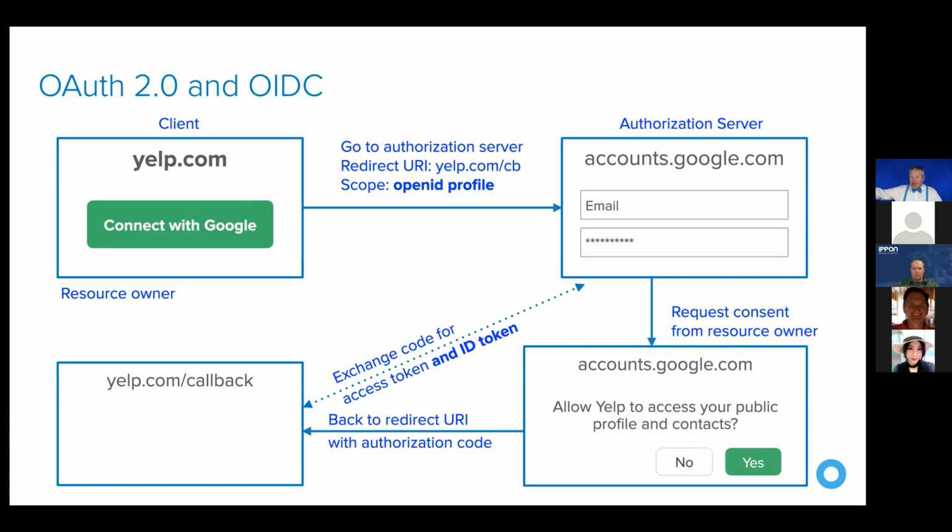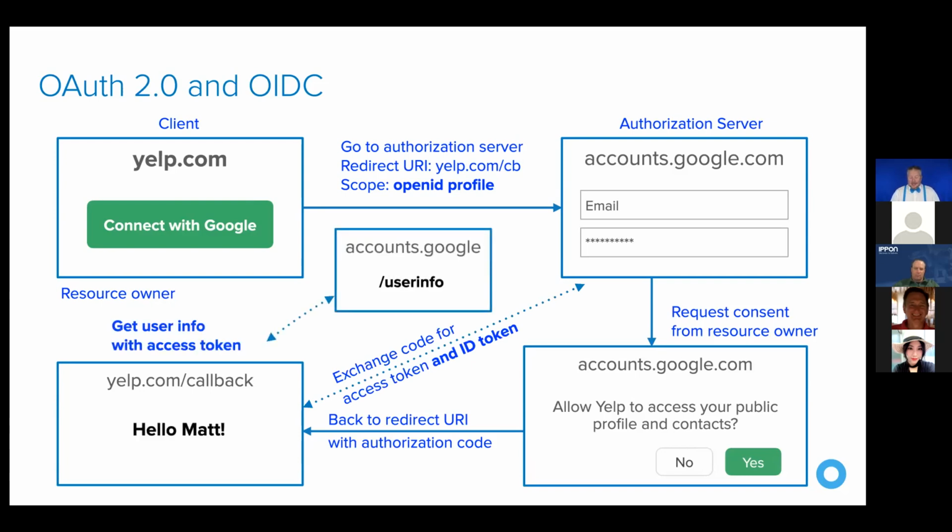And then there's a back channel, which means basically not in the browser, but between your app that sits on a server and the authorization server, it does an exchange. So it takes that code and it gets an access token and ID token. You can read that ID token, or you can go to a user info endpoint and get that user's information that way. So that's just kind of how OAuth works.